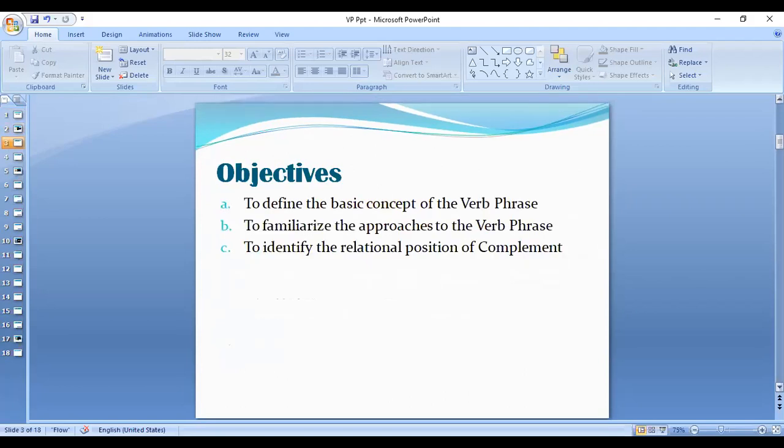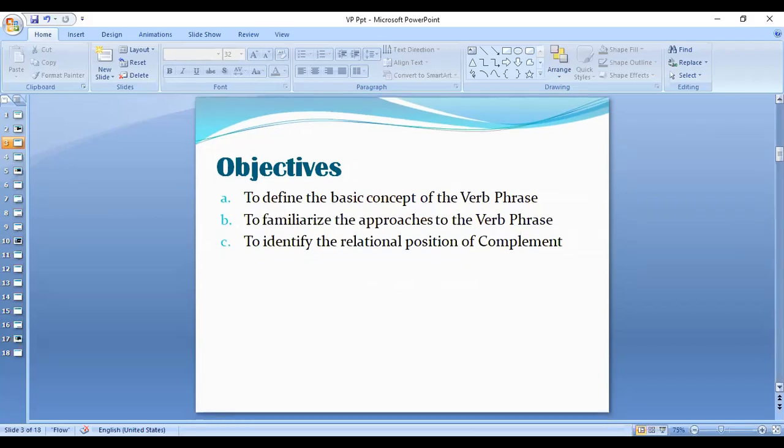The objectives of my presentation are to define the basic concept of the verb phrase, to familiarize the approaches to the verb phrase, and to identify the relational position of complement. These are the objectives of my presentation.